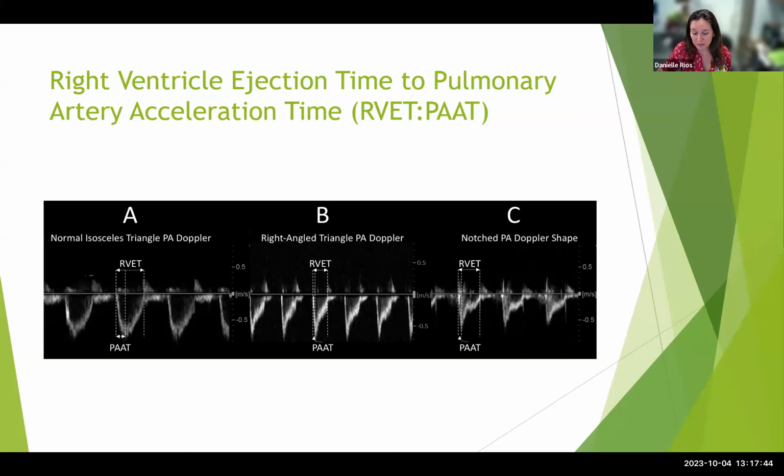At this point, the peak velocity is much closer to the beginning of the envelope, and the ratio will increase, and that's shown here in B. Notching of the PA envelope in the deceleration phase may also occur due to high PVR, and that is depicted in C. It's always abnormal. So even if we measure a normal RVET to PAAT ratio, if we see notching of the pulmonary envelope, we will label it as elevated PVR.